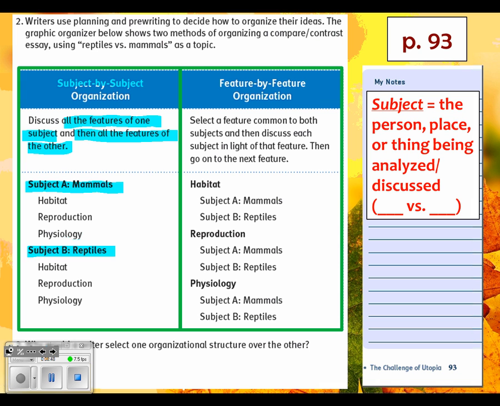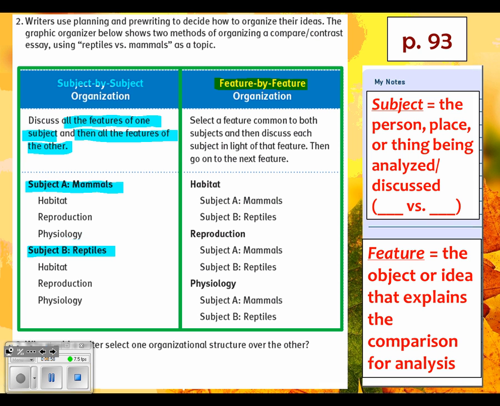Now, the second type of organization is called feature by feature. Go ahead and highlight feature by feature. What feature means is the object or the idea that's actually explaining the analysis itself. So the subject is telling me what is being analyzed, the item being discussed. The feature is how the analysis is going to work. What am I specifically targeting to analyze?